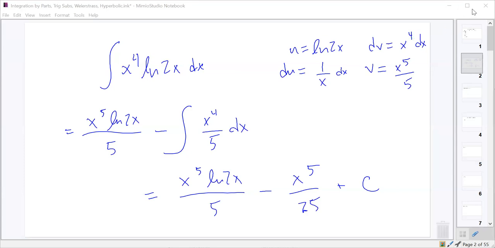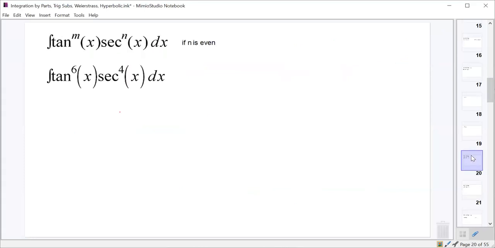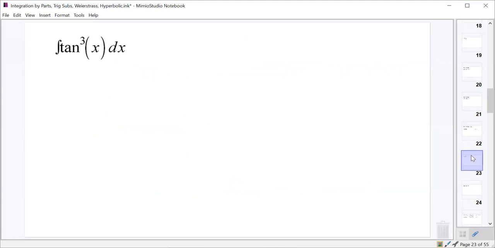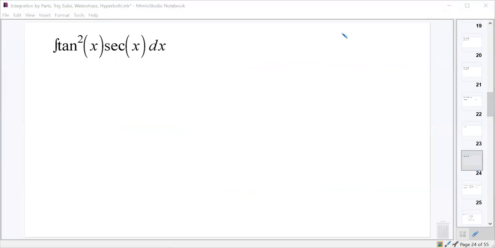All right, so let's move on to some new stuff here. We were working on some of these trig ones yesterday, right? I think we did tangent cubed, I think, right? We were on to the next one. Or did we not do tangent cubed? I think we're up to tangent squared secant x. Yeah, okay. So any thoughts on how we're going to go about that one?